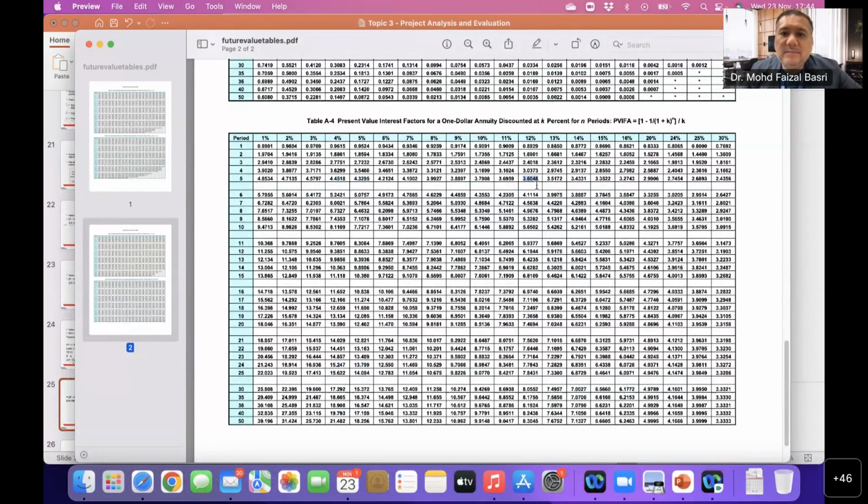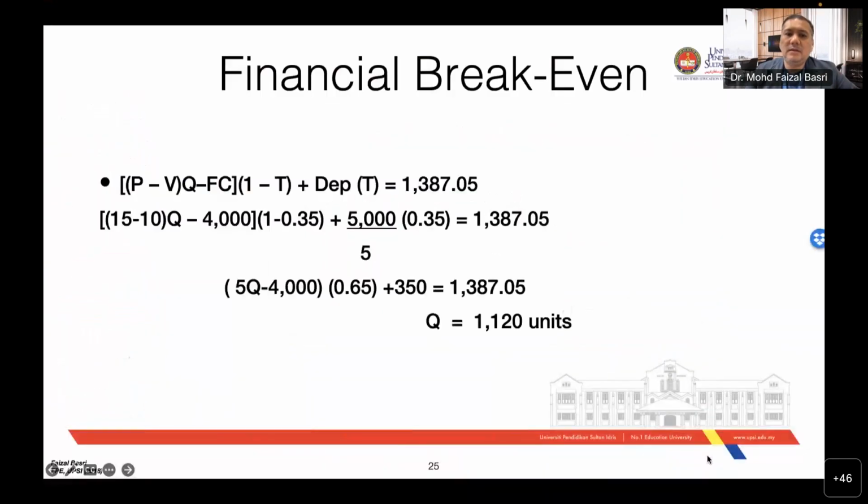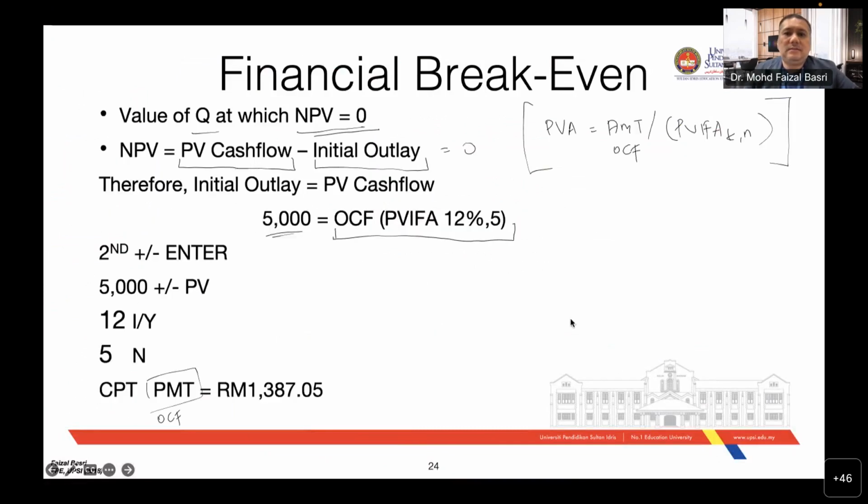12%, 5 years is 3.6048. Okay, if you don't have financial calculators, you can use this table, PVIFA. 12%, 5 years, 3.6048. Okay, so the ones in the bracket is basically 5,000 equals to OCF in the bracket 3.6048. So what would be your OCF?